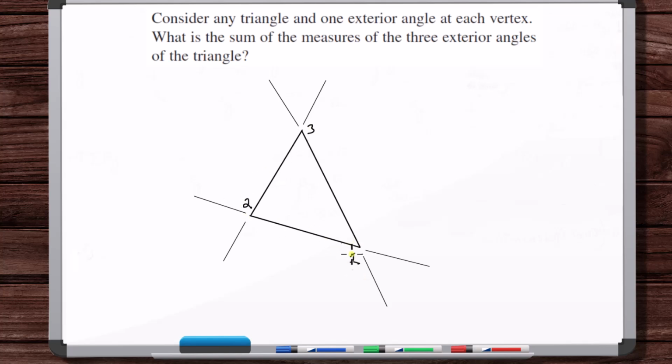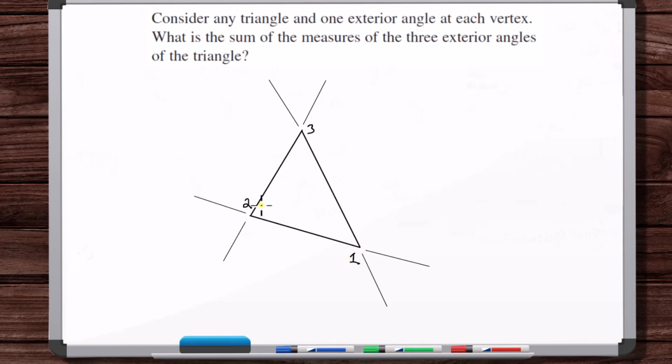Okay, well, to figure this out, we can try and use a corollary that we learned. So some more notation is that each exterior angle has an adjacent interior angle, which is the vertex angle it's at, and two non-adjacent interior angles. So the non-adjacent interior angles for angle 1 would be this angle and this angle. Okay, and so for any exterior angle, whatever exterior angle you have, either of these two, the measure of that exterior angle is equal to the sum of the measures of its two non-adjacent interior angles.